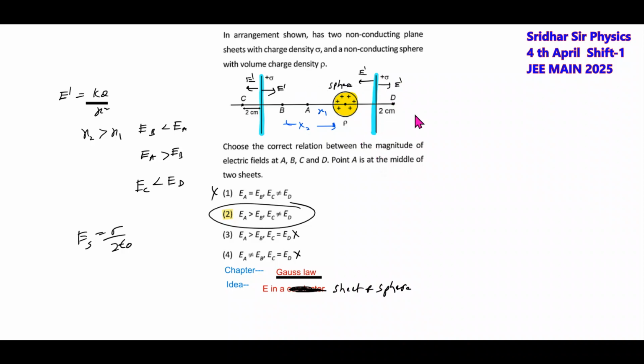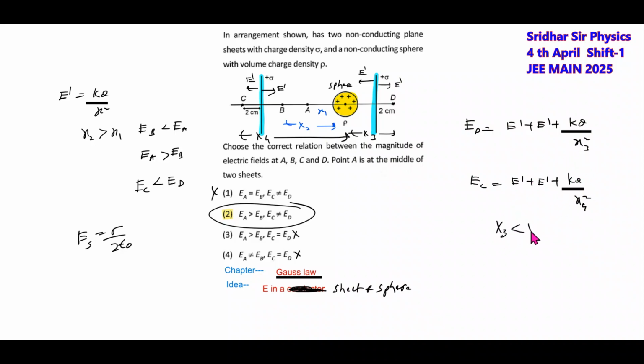So I'll write down the equation. The electric field at D is given by E dash plus E dash plus KQ by xD square, or x3. The electric field at C will be E dash plus KQ by x4 square. You know all the things. x3 will be less than x4, so definitely ED will be greater than EC.